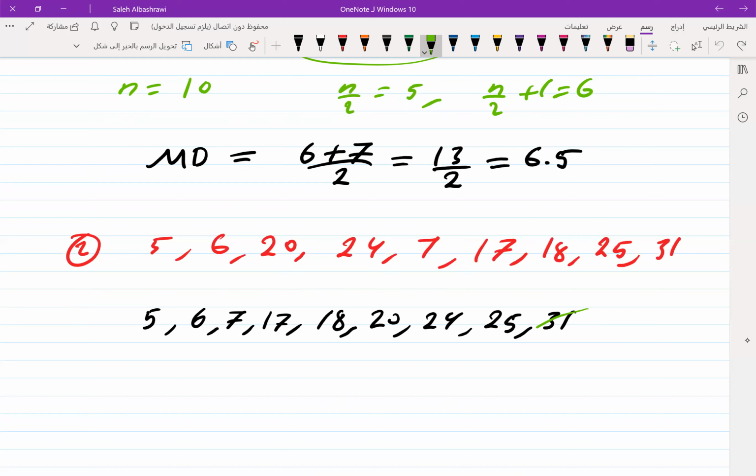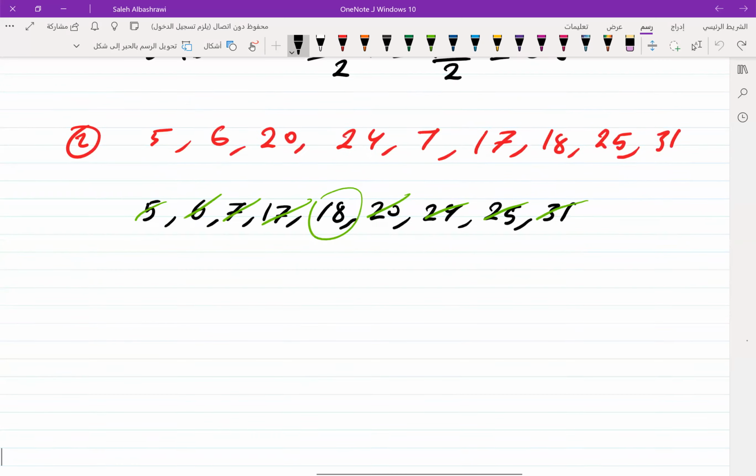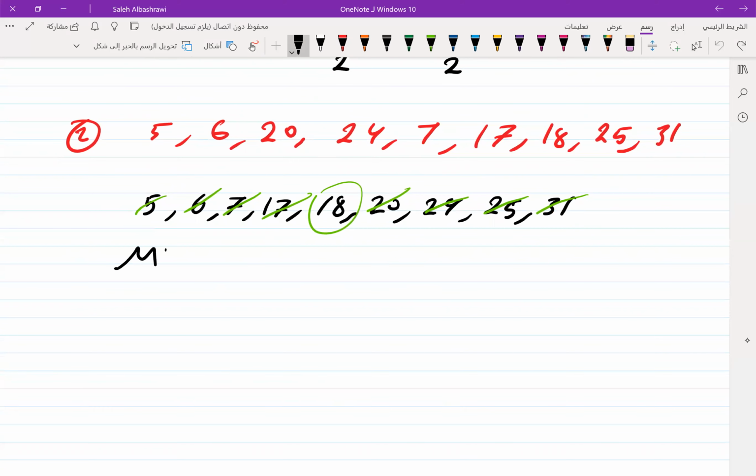Now to find the median, cross one from the end and one from the beginning, until we get the middle of the values: 24 with 7, 20 with 6, and 25 and 5. Now the remaining is only one value. That will be the median of the values. So the median is equal to 18. For this example, the median is equal to 18.